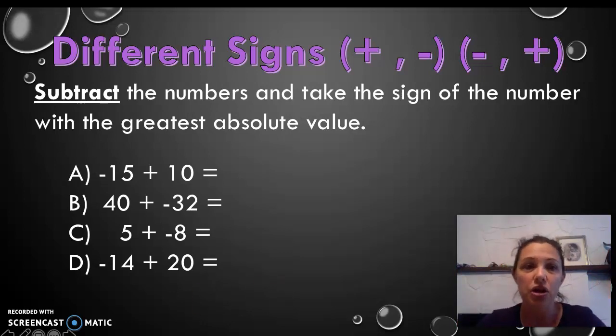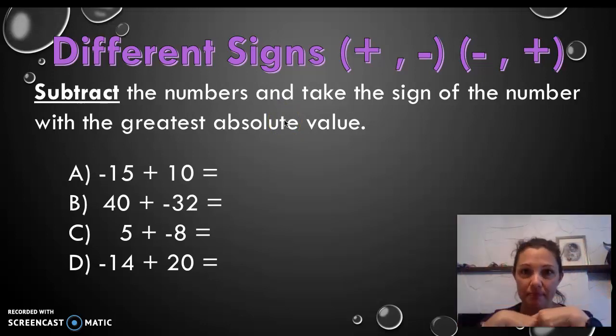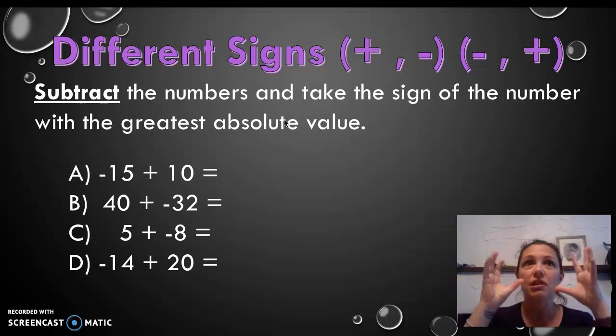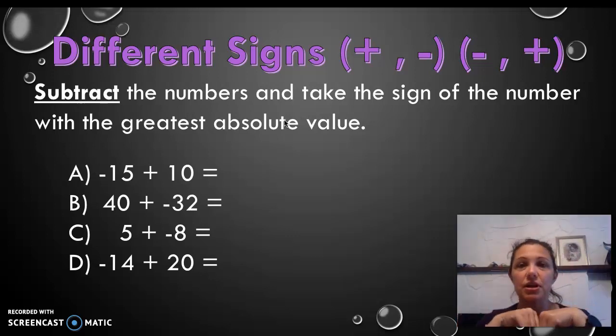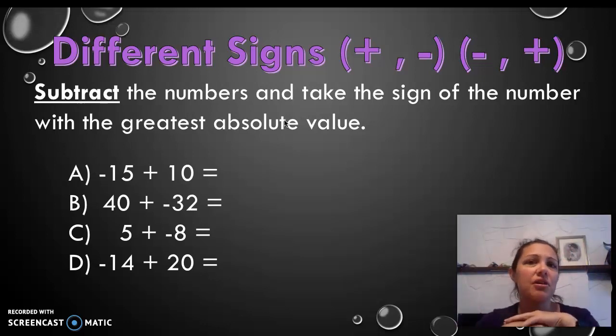So you're going to subtract the numbers, okay? Pay no attention to the signs. I just want you to look at those numbers and subtract them. And then think about which one of those has the greatest value. That's the sign that you want to take. So if the largest number is a negative, your answer is going to be negative. If that largest value is a positive, your answer is going to be positive. So let's see what that really looks like.